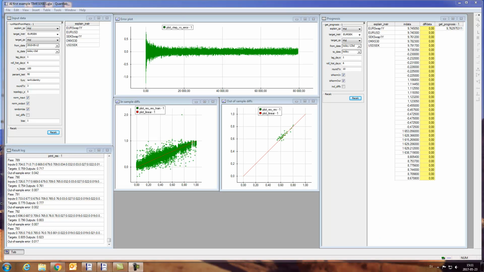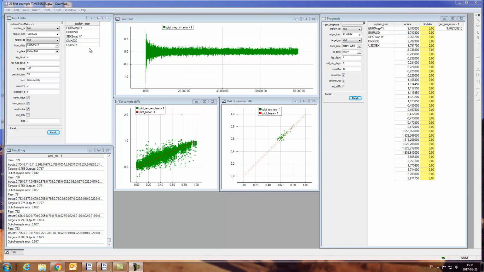Hi, this is a continuation of our last machine learning Quantlab session. With this, I'm going to go through an example with time series that we didn't have in the last example. I'm not going to go through the code at all. I'm just going to show you the example using time series in Quantlab with machine learning.